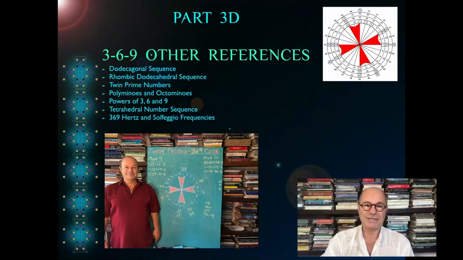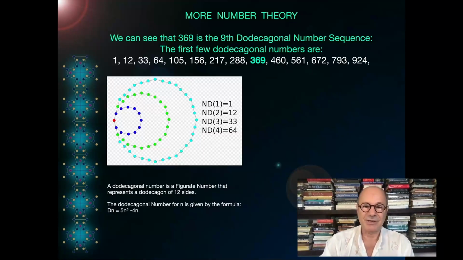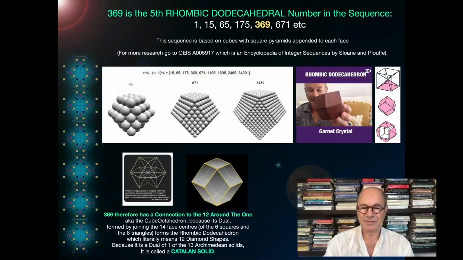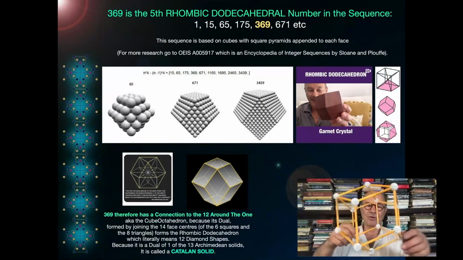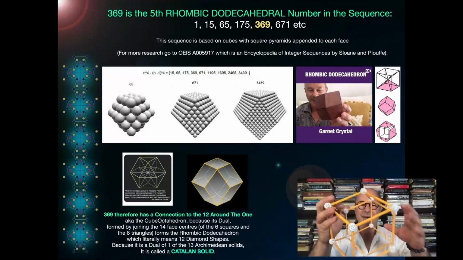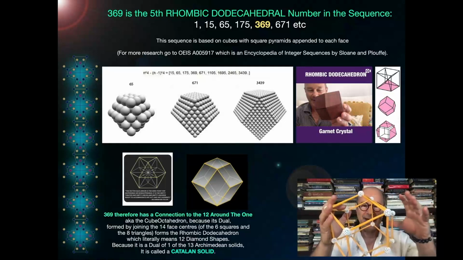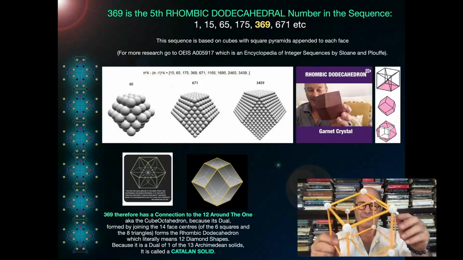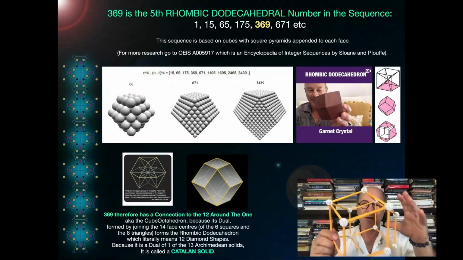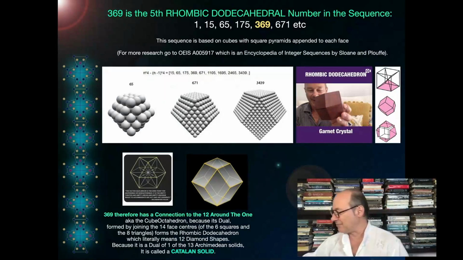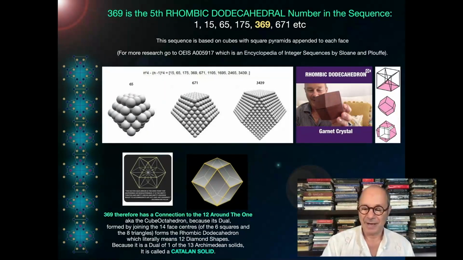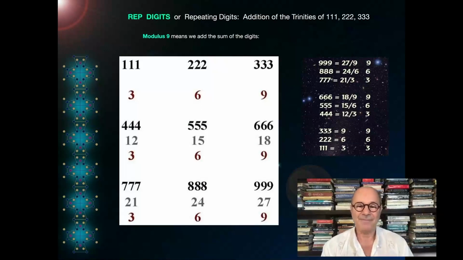And just to conclude, there's 3, 6, 9 in other references to different sequences, which I'm just going to flick through here. This here is called a rhombic dodecahedron, and when we keep laying the balls that make this shape in onion shells, like many layers, the fifth shell of this rhombic dodecahedral sequence is actually 3, 6 and 9.